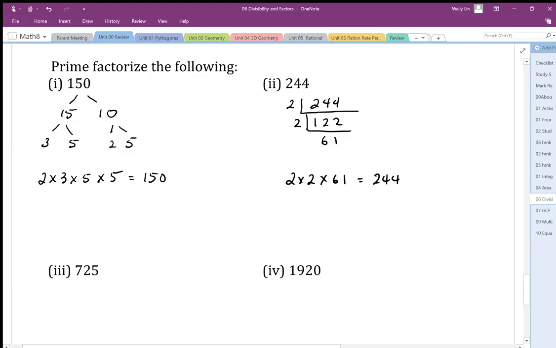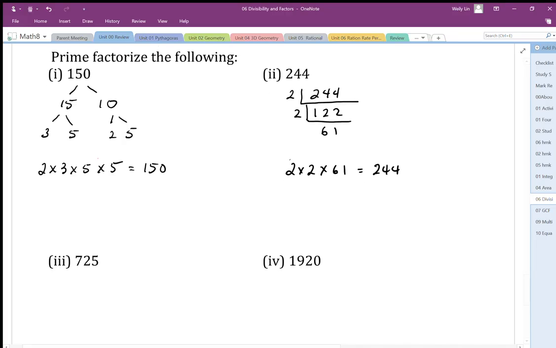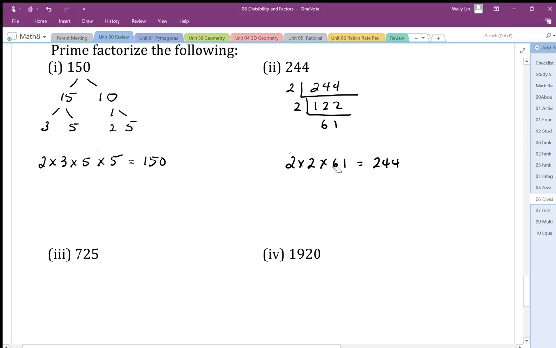And again, we can group these factors. We can see that 2 times 2 is a factor of 244. We can group 2 times 61, and that represents a factor of 244 also. So the nice thing again about prime factors is any combination of these primes, when we group them together, also represent factors.